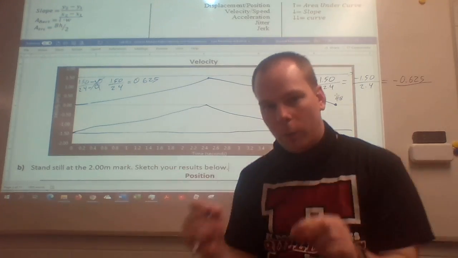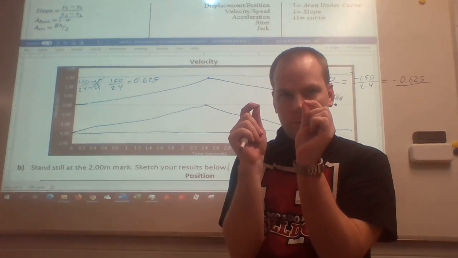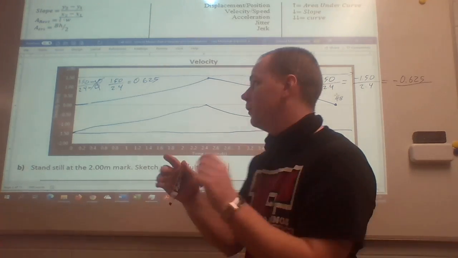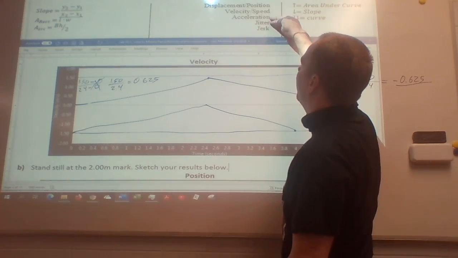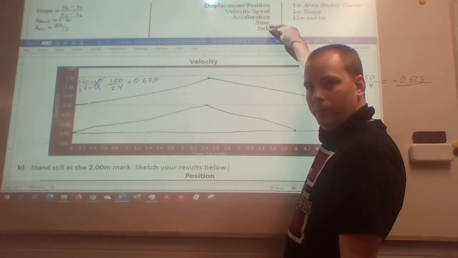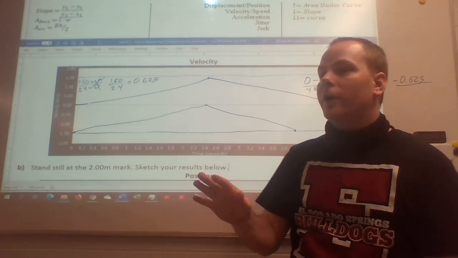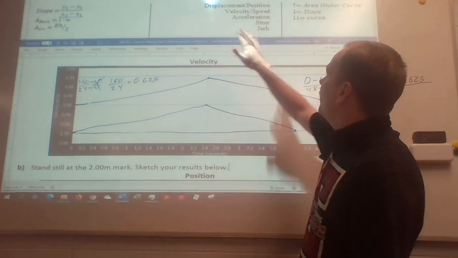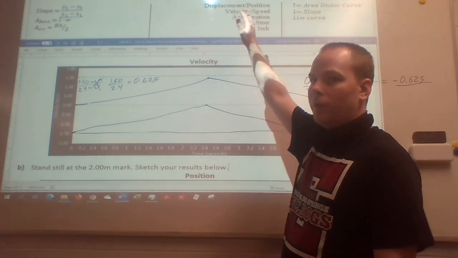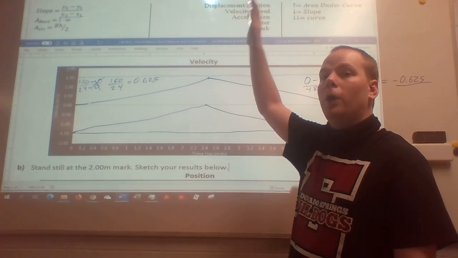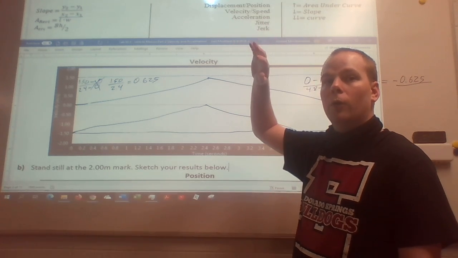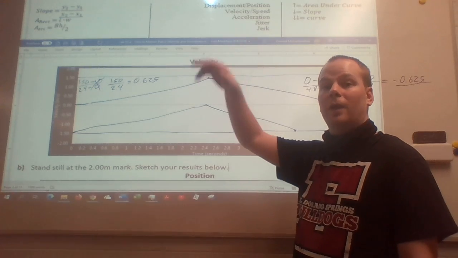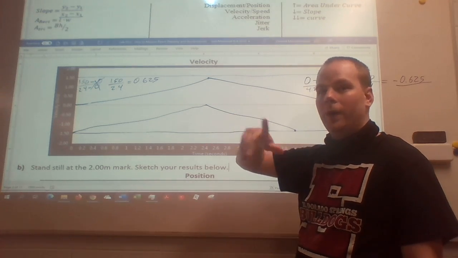Now, this is something I want to point out that's very important. When you're talking about velocity and acceleration, and for any other pair, when they are in the same direction, then the value is going to be increasing. When they are in opposing directions, the value is going to be decreasing. I'm going to use acceleration and velocity to explain what I mean.